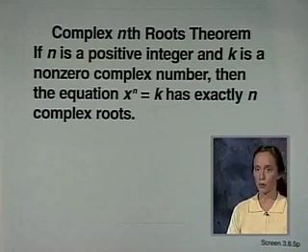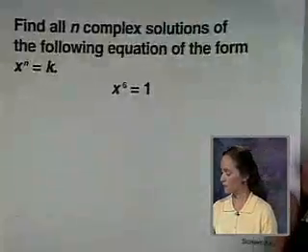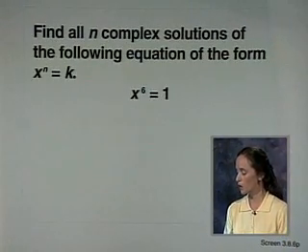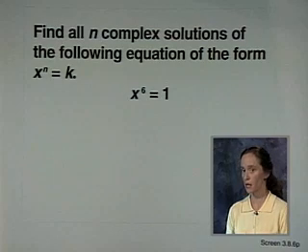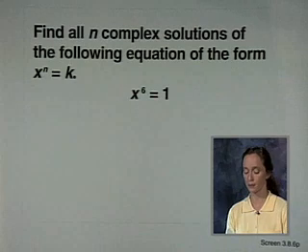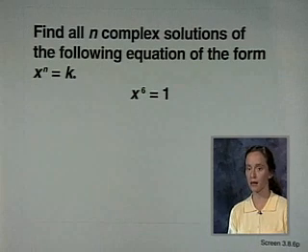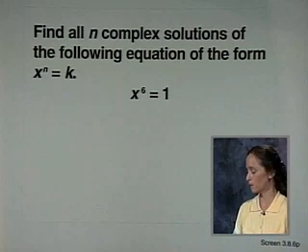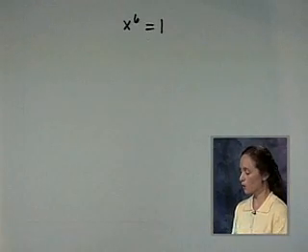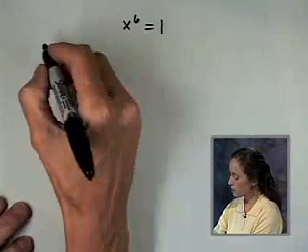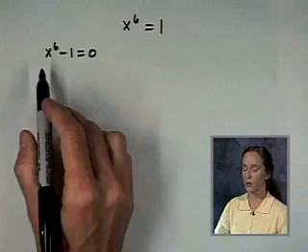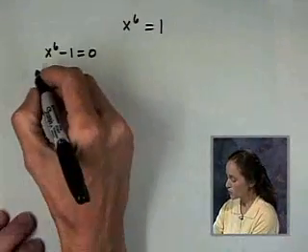Let's do an example of this. What we want to do is find all n complex solutions of the following equation of the form x to the n equals k, and the equation is x to the 6th equals 1. That means we need to find 6 complex solutions. Here's our equation. Let's begin by using the zero product property. I'm going to subtract 1. Now I'm going to factor, treating this as if it's a difference of squares.